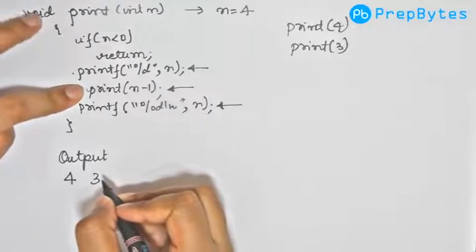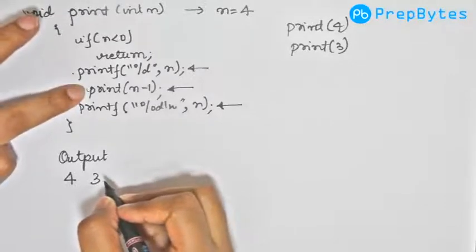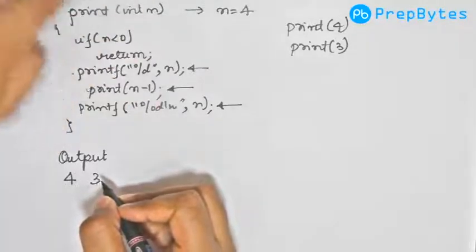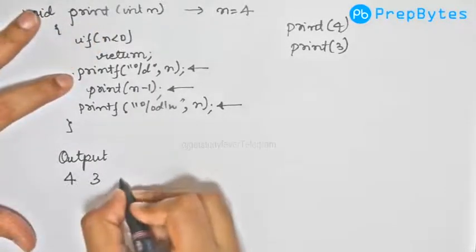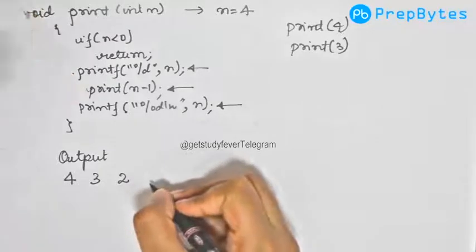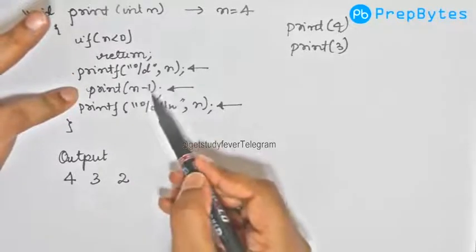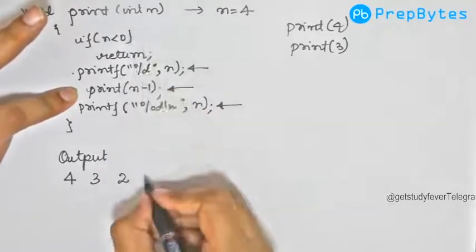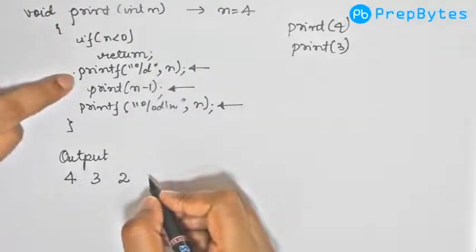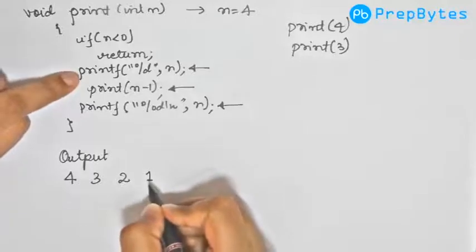Now again this function will get called. There will be a recursive call, and print of 2 will be called. Again, is 2 less than 0? No, it will come here and print 2. Again we'll have n minus 1, which is 1. So print of 1 will be called. It will go through this process, and then 1 will be printed here.